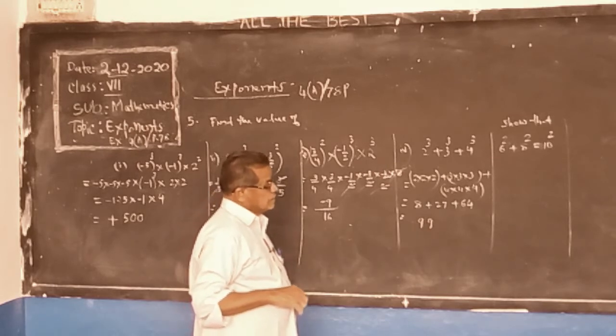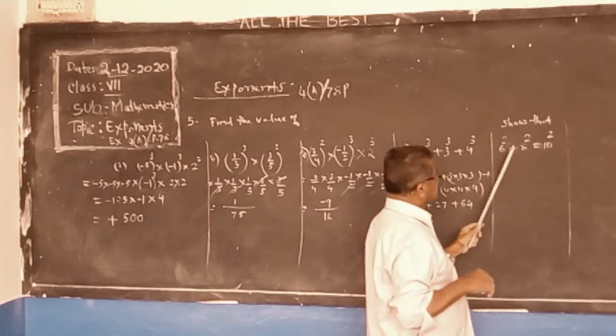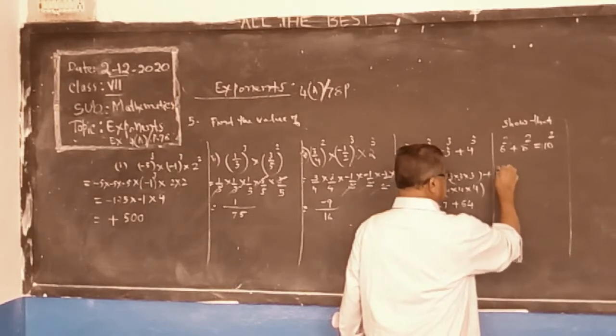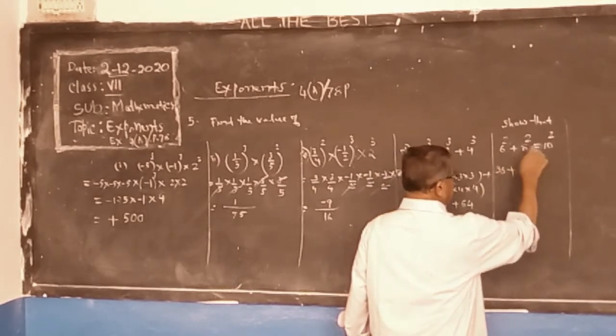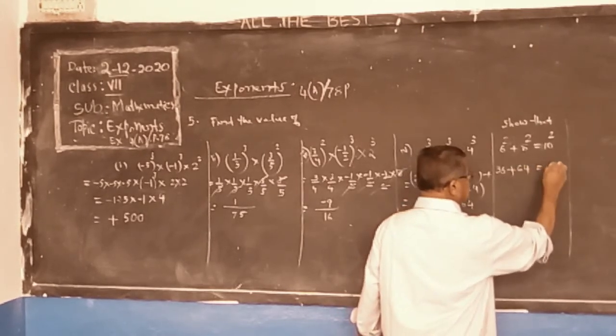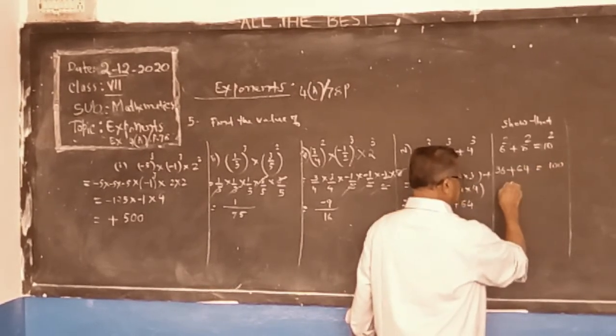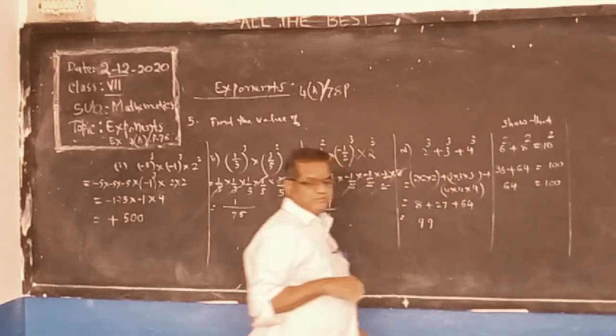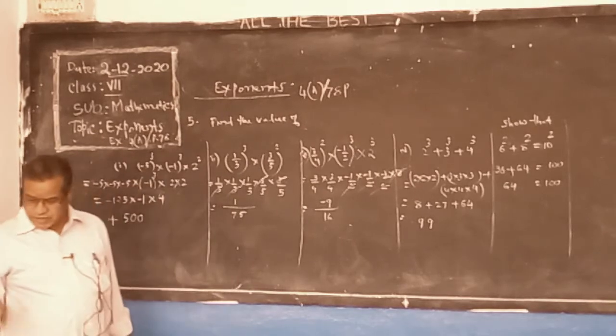So 6 square plus 8 square is 10 square. So this is 36, this is 64, 10 square is 100. 36, 64 is 100, like this. So, let us find the values then.